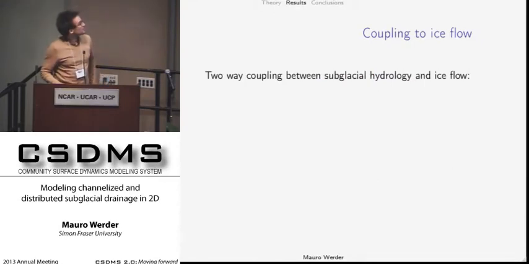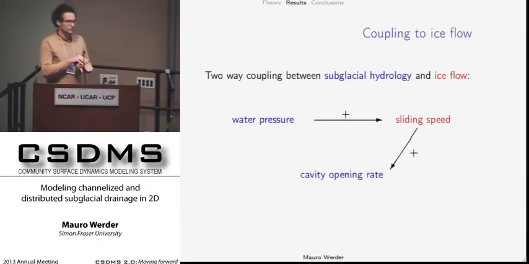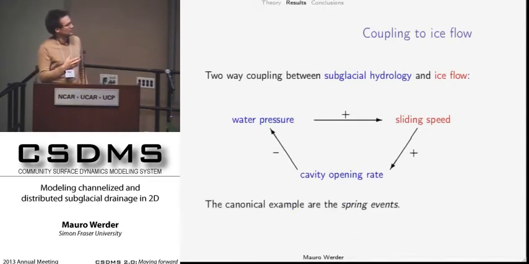So the second thing I'd like to show is that coupling to ice flow. There's a two-way coupling between subglacial hydrology and ice flow. Increased water pressure leads to increased sliding, and that in turn leads to increased cavity opening rate. And then we have a negative feedback to water pressure. The canonical example for this is so-called spring events. In spring, when the first meltwater pulse reaches the bed of the glacier, you get a speed up of 200–300% in some cases of the ice flow.